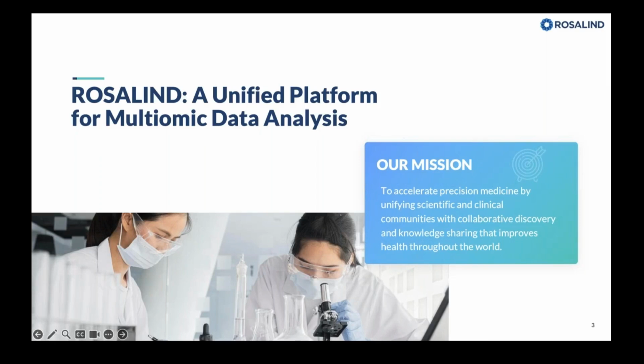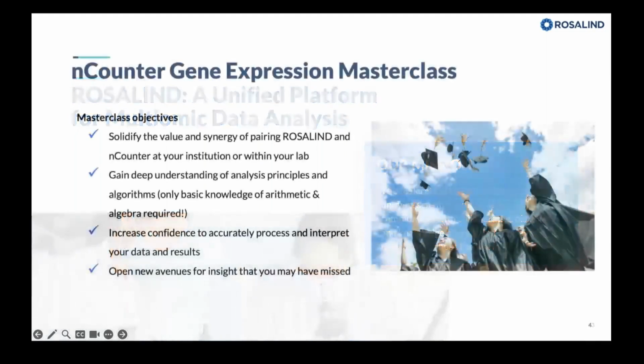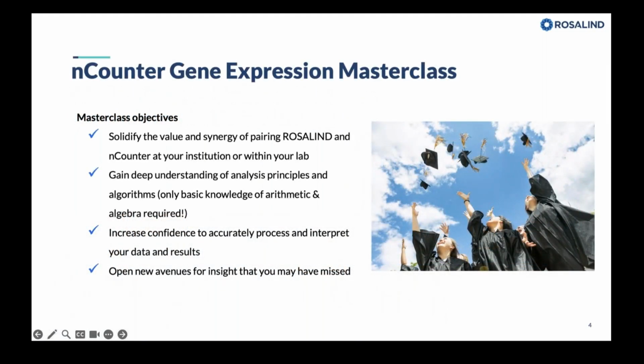So the purpose of this masterclass was shown here as 4 main things. The first is that I wanted to solidify the value for you, the synergy of pairing Rosalind and nCounter technology together. Each on their own as they stand, they're great technologies, but paired together is when you truly unlock the value of each of them. So throughout this masterclass, I want you to gain a deep understanding of the algorithms. How does normalization work? How does pruning work? And in this case, how does QC work?